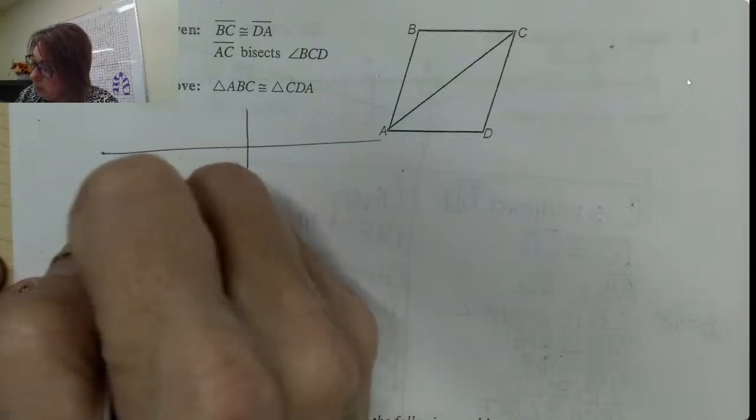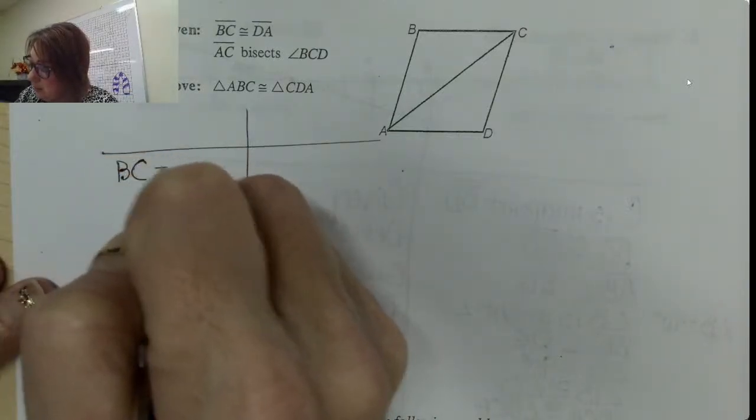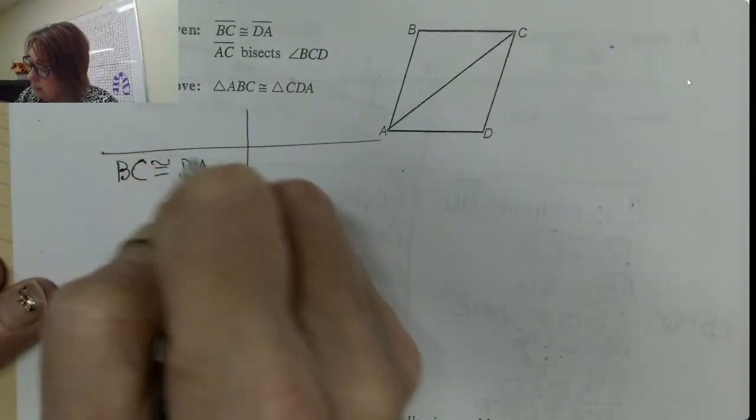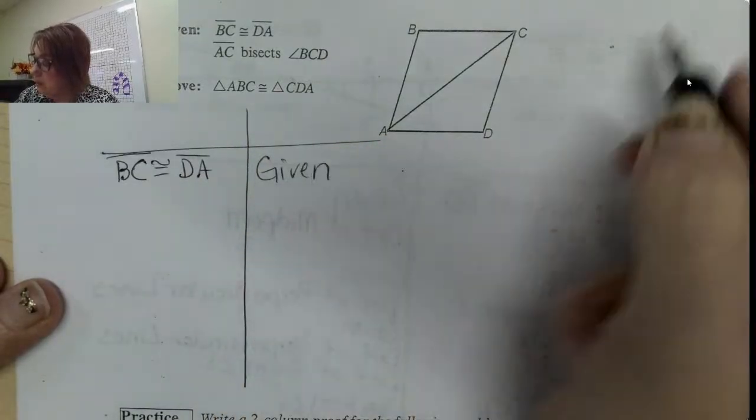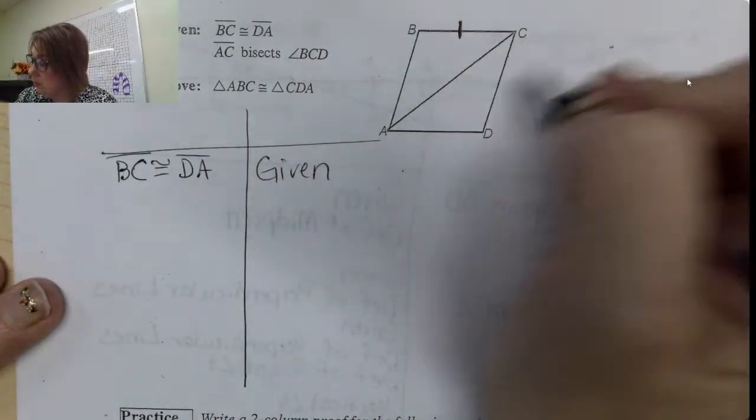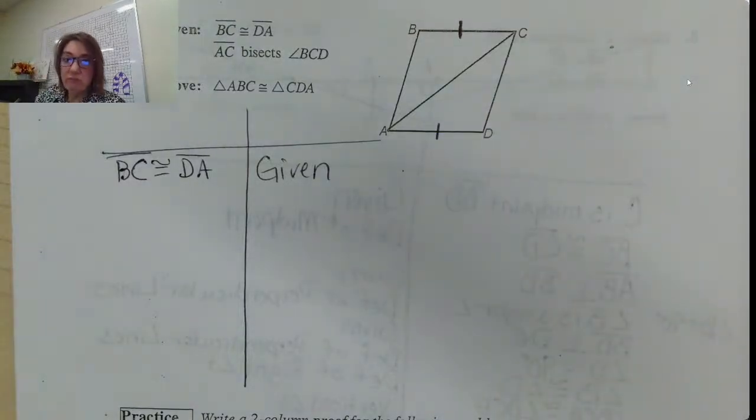Okay, so they told us that BC is congruent to DA. They said it, so it's given. BC is congruent to DA. What else did they tell us?